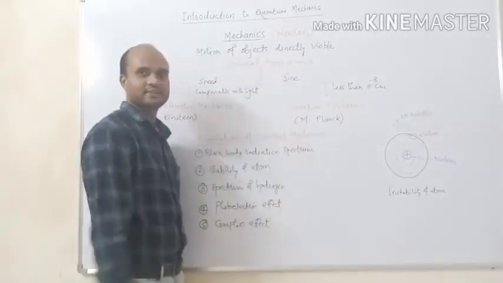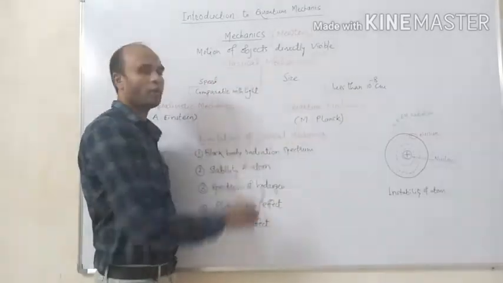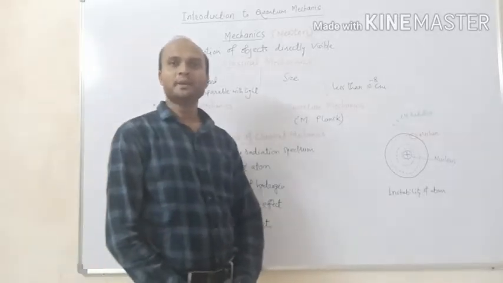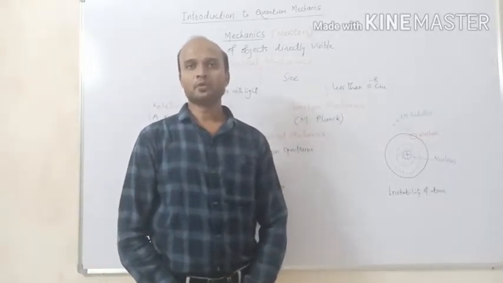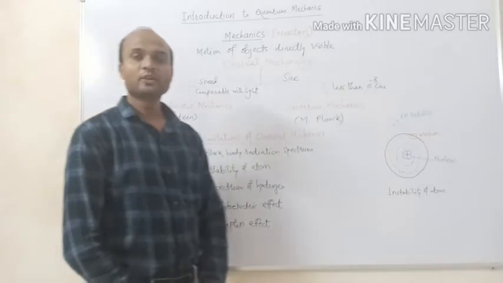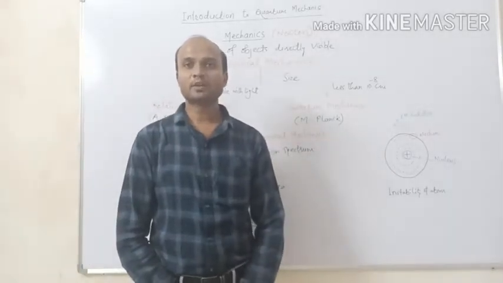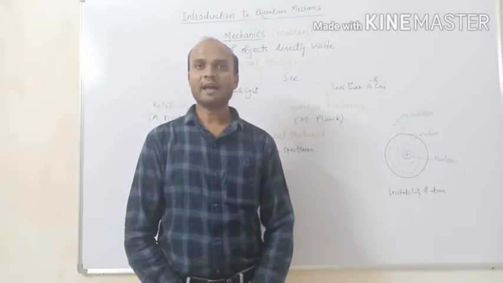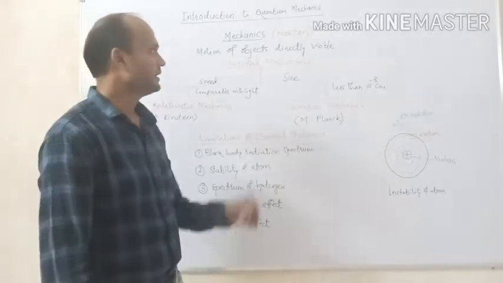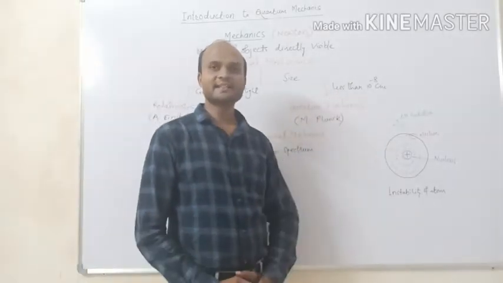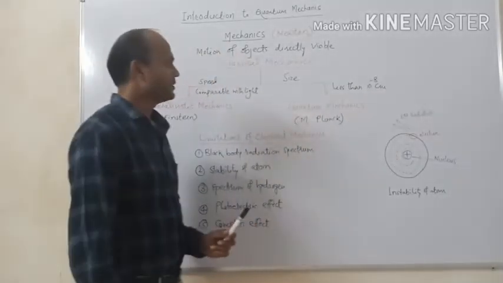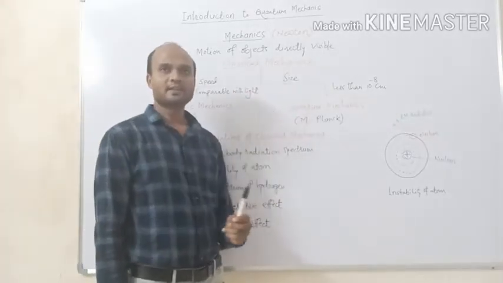In classical mechanics, we study the motion of objects which are directly visible or can be made visible by microscope. But if there are certain objects which are not visible by our eyes, or which are extremely small, extremely small means if the size of the object is less than 10 raised to power minus 8 centimeter, in that case we cannot apply the laws of classical mechanics.